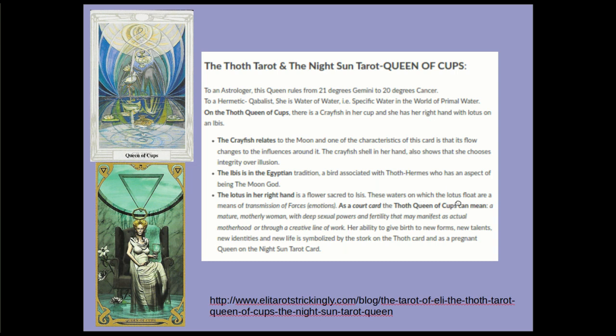These waters on which the lotus floats are a means of transmission of forces, emotions. As a court card, the Thoth Queen of Cups can mean a mature, motherly woman with deep sexual powers and fertility that may manifest as actual motherhood or through a creative line of work. Her ability to give birth to new forms, new talents, new identities, and new life is symbolized by the stork on the Thoth card and as a pregnant queen on the Night Sun tarot card.